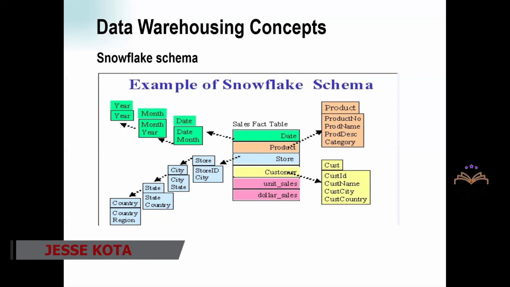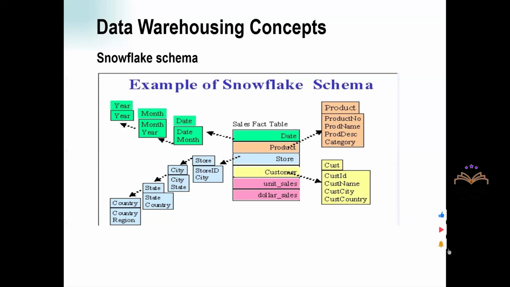Okay, if there are more different entities and subject lines, then we'll use the snowflake schema. According to the business need, we have to choose the schema. For example, product line and product. A product has a product header and product lines. So what is the difference between product header and product lines?